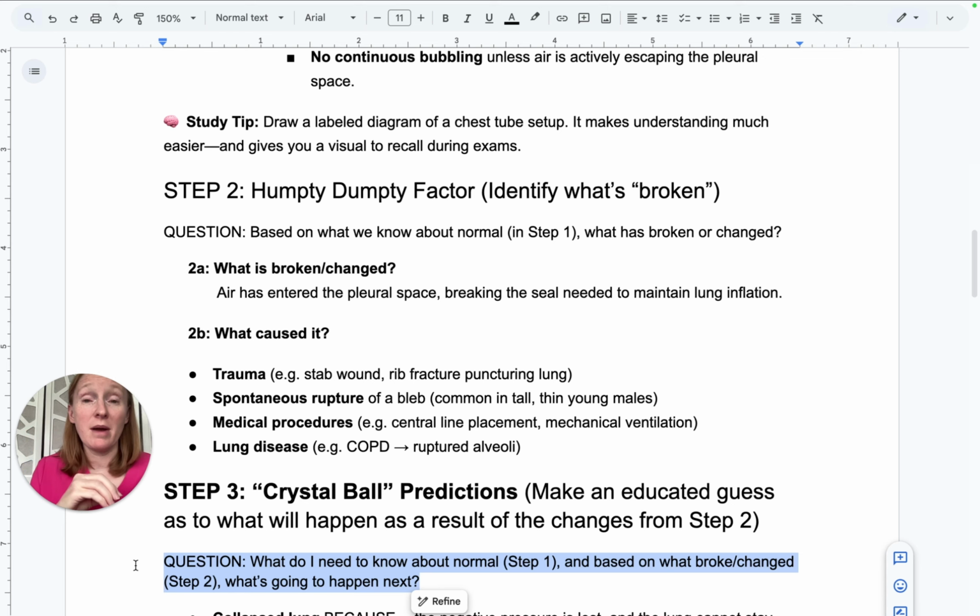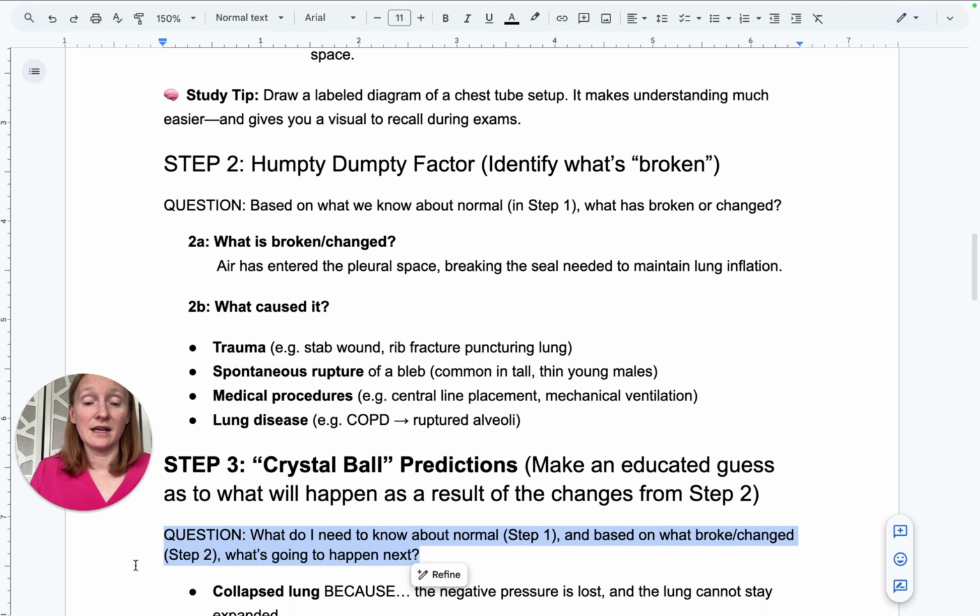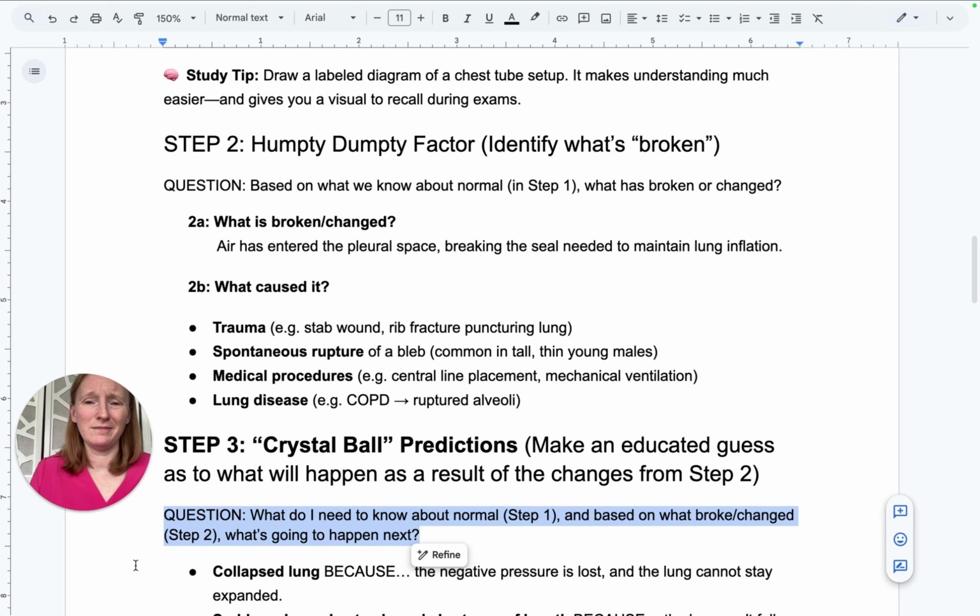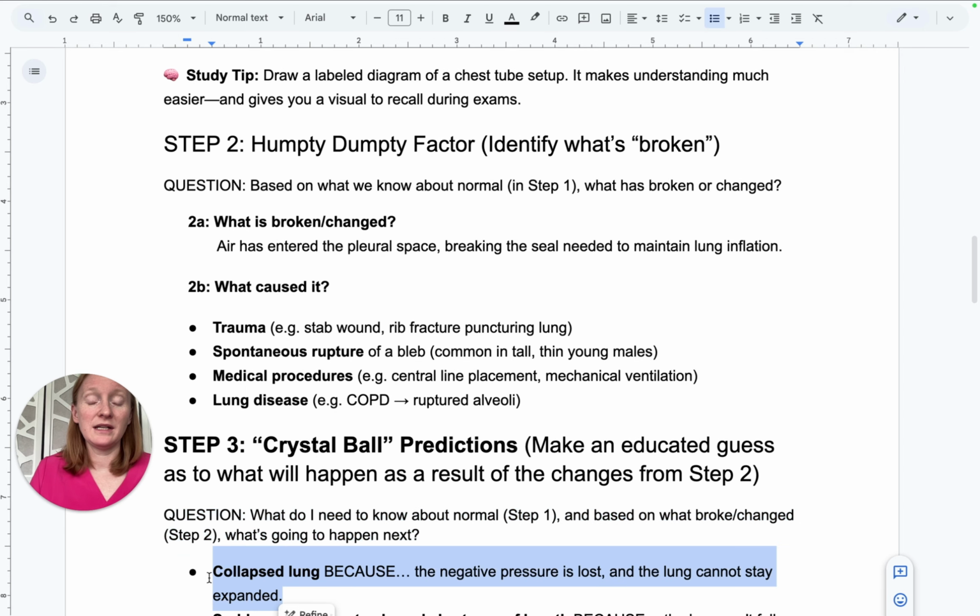Now, if you happen to remember something from your class that your teacher said, you can write it down only if you can explain how it connects to step 1 and 2. This is what I call the magic word: because. And this is how you build your rationales and connect the dots in an achievable way. You can see here, we expect that the lung is going to collapse because we lost that negative pressure that the pleural space usually helps maintain when the diaphragm moves. No negative pressure, no lung expansion.